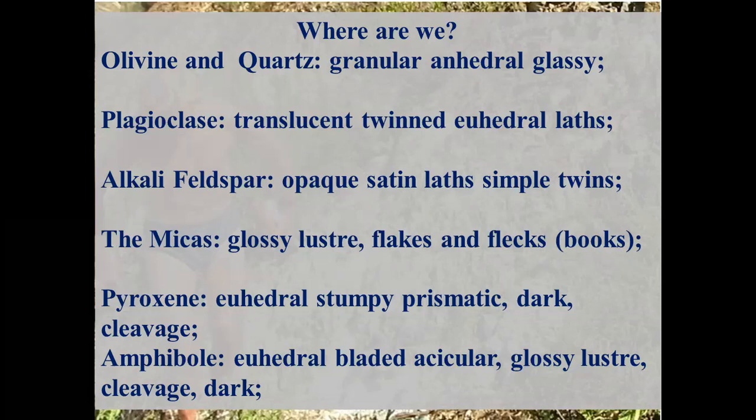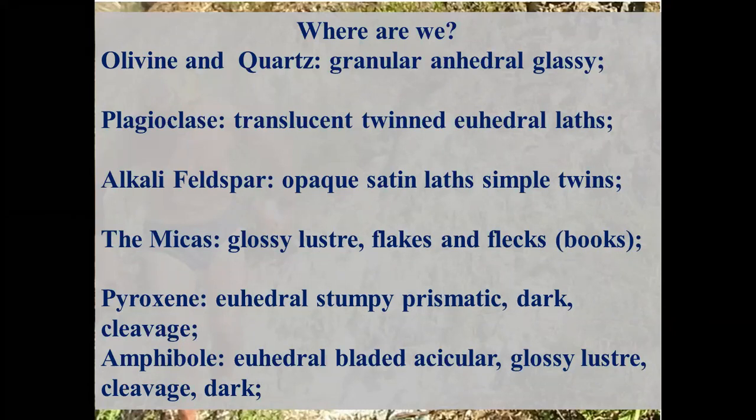And I mentioned just a moment ago that the characteristic way to identify pyroxenes is these euhedral, stumpy prismatic crystals, generally dark, unless you happen to be diopside, in which case you're that nice bright green. But they all have cleavage, 90 degrees if you have a basal section.